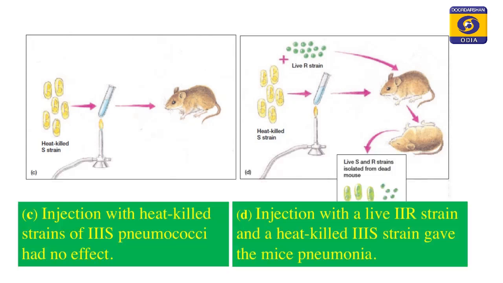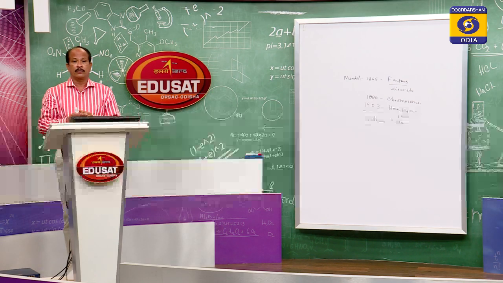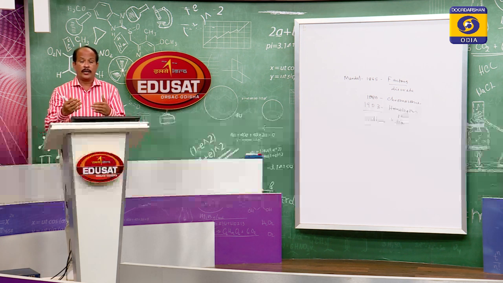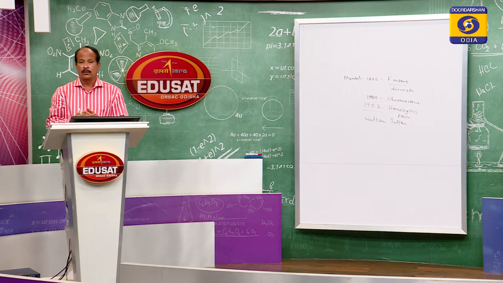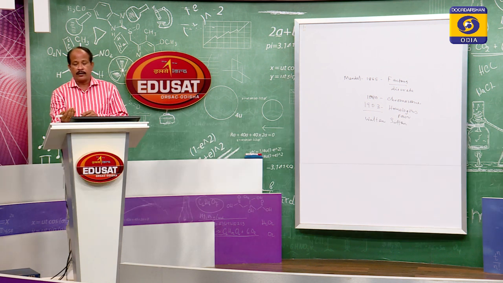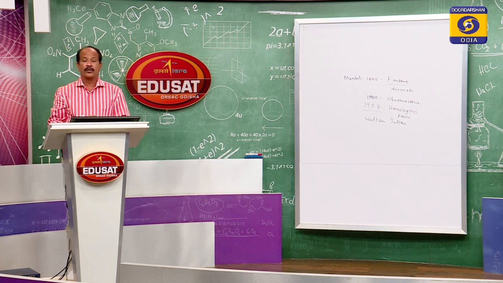When both the combination of type 3 heat-killed and live 2R were injected into the mouse simultaneously, then after some days it was found that the mouse succumbed, it died, and from the dead body of the mouse, both live 2R and live 3S were recovered. It was an astonishing result. He injected dead 3S and live 2R, but from the dead bodies, both live 2R and live 3S were recovered.